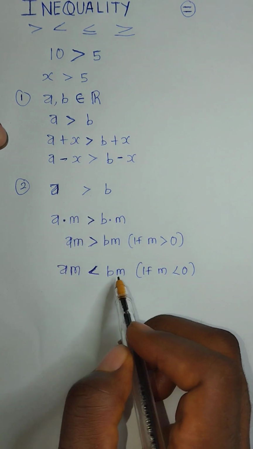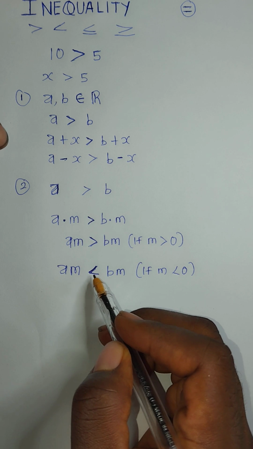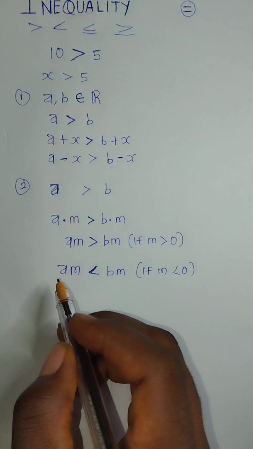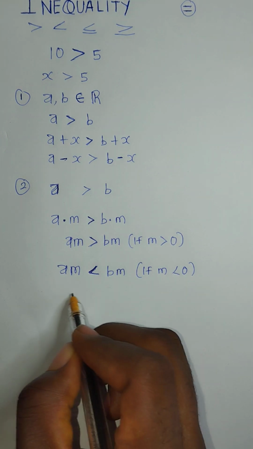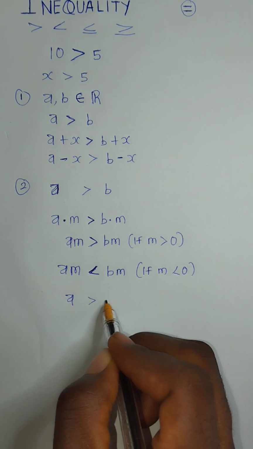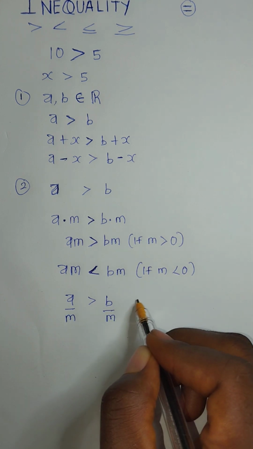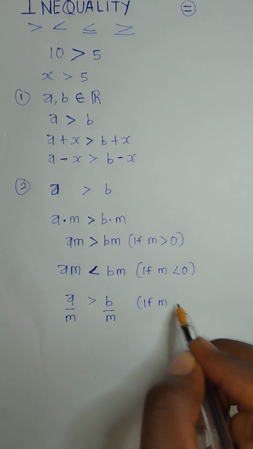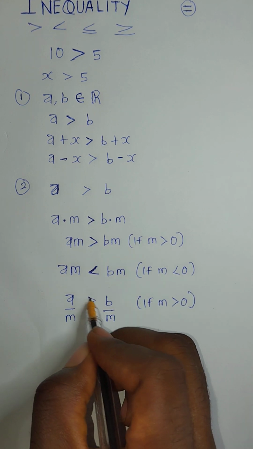But after multiplying both sides by a negative number, it changes to less than, right? Yes. So please take notes. Likewise, division. If you divide both sides of your inequality by a positive number, the inequality sign will still remain the same. If m is positive, it will still remain greater than.